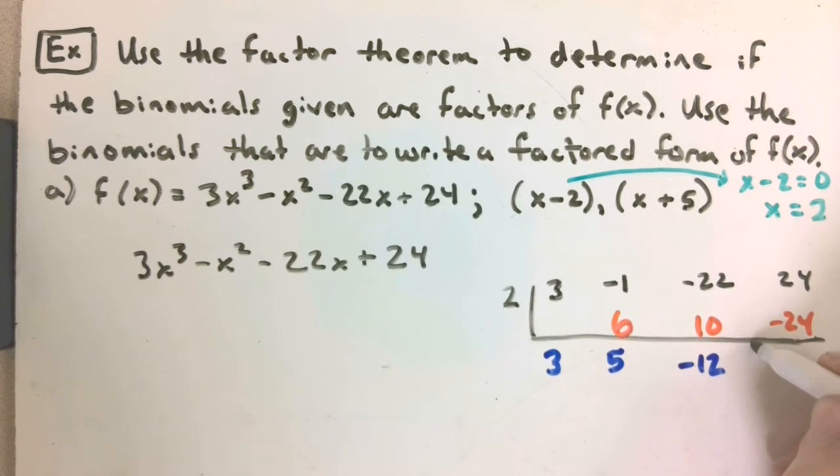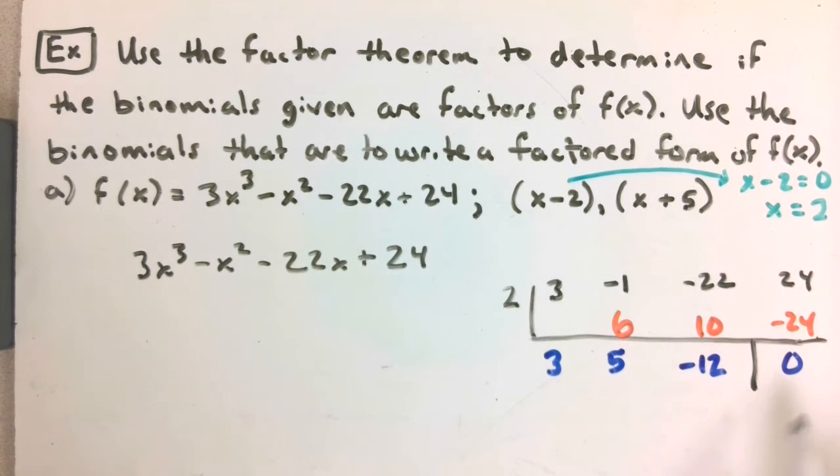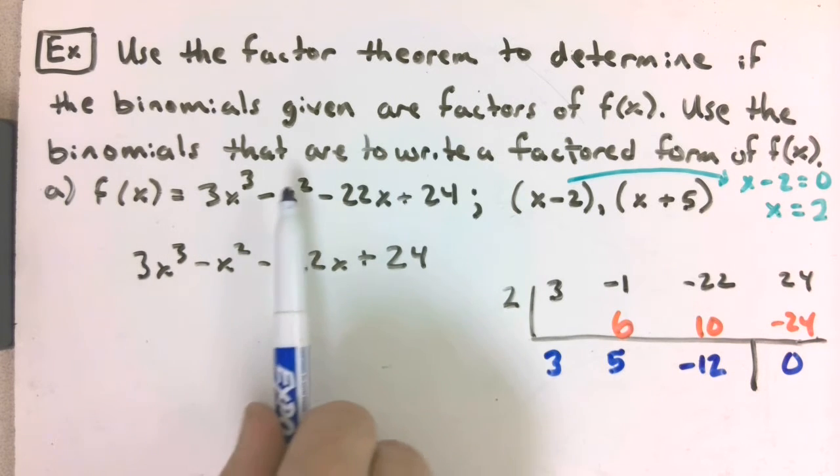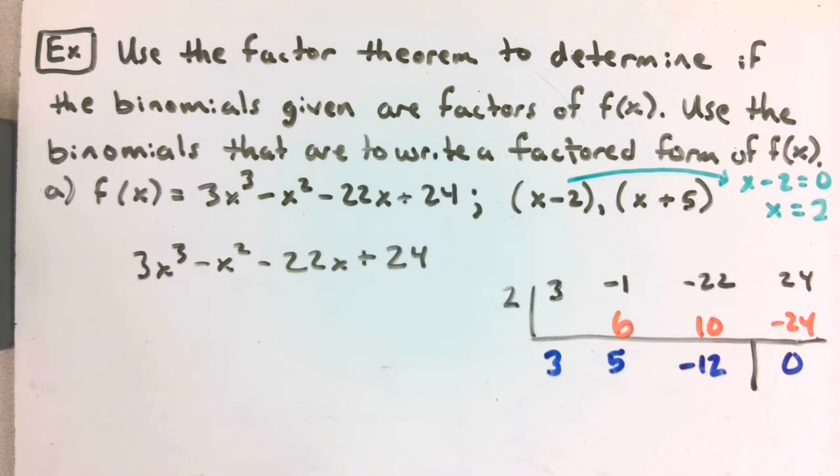I'll put a vertical line here between the last number and the one in front of it. This last number here is our remainder. These values in front represent a depressed polynomial, is what they call it. And from there, we will need to determine, first of all, if we have a factor. And if we do, then we'll need to do some factoring. The second part of the directions say to use the binomials to write the factored form.